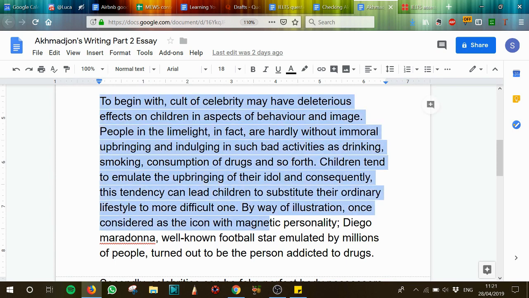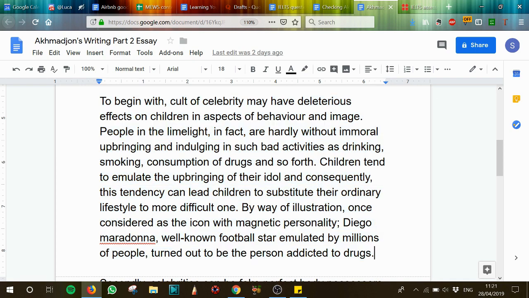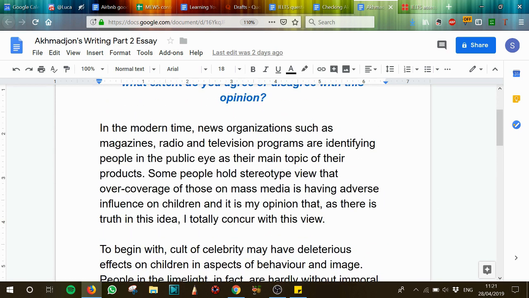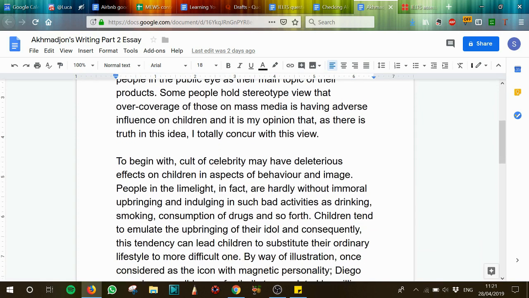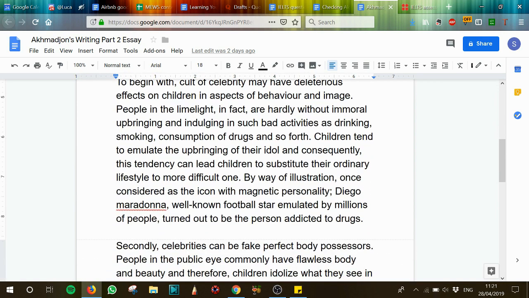I think in this paragraph, the Diego Maradona paragraph, it's mostly relevant and it mostly helps me understand. Definitely the first part where he talks about the immoral behaviors and why children tend to emulate the upbringing of their idols. And he has this little phrase here that can lead children to substitute their lifestyle to a more difficult one. This really helps me understand why he agrees with the opinion in the essay title.